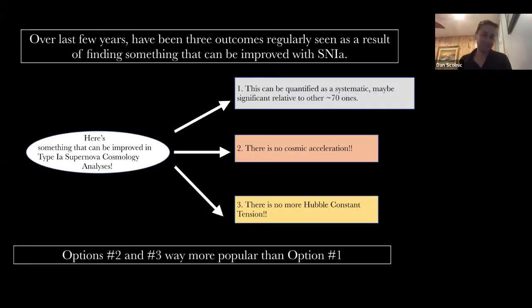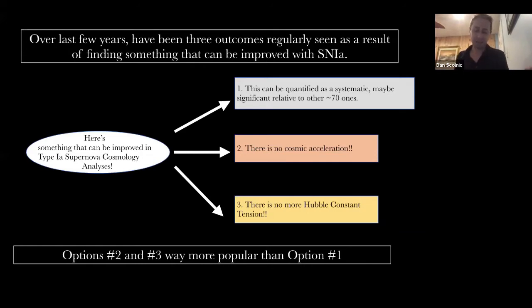So let's dive into what's happening. What I found having Pantheon out is there are three main outcomes that have been seen when someone finds something that could be improved with type Ia supernovae. So the first is they say, okay, well, I have redone this piece of the analysis, and this is a systematic.